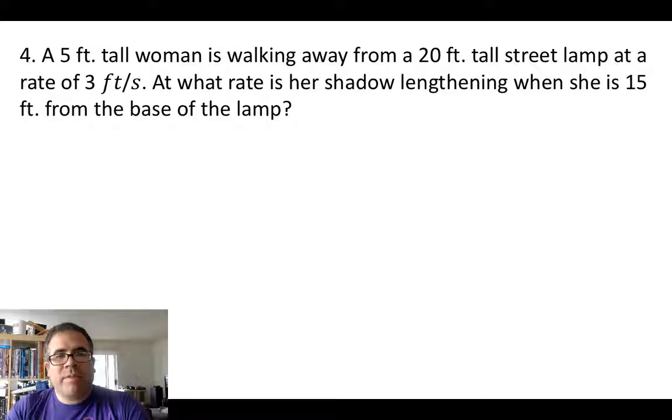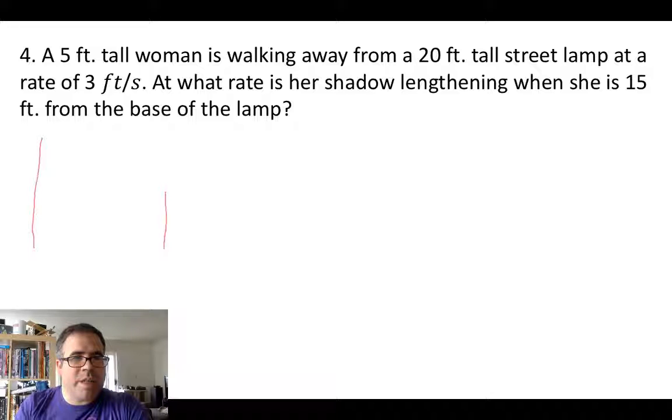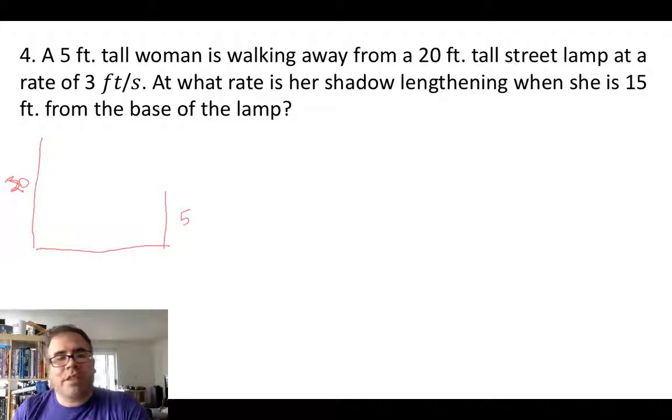We have a 5-foot tall woman walking away from a 20-foot tall street lamp. As you're reading these, you should draw a picture, and anything that stays the same, like the height of the street lamp or the height of the woman, you should label with what it is. So 20 and 5. Anything that's changing, for example, the distance that this woman is from the street lamp, you should draw that in, but you should give it a variable since it is changing. Let's call this L.